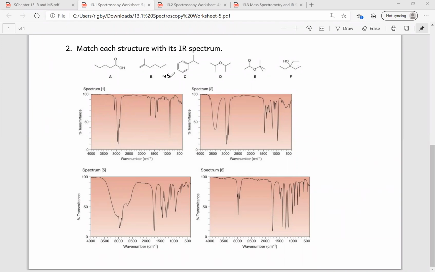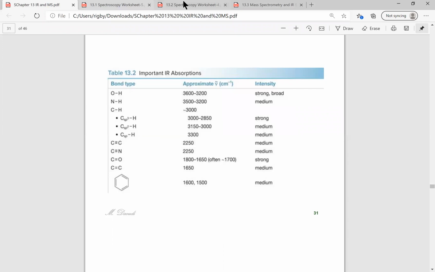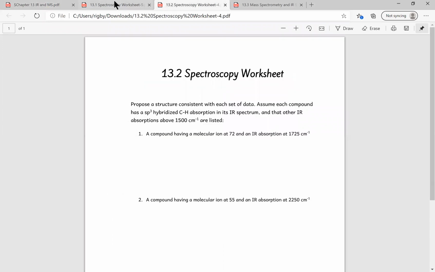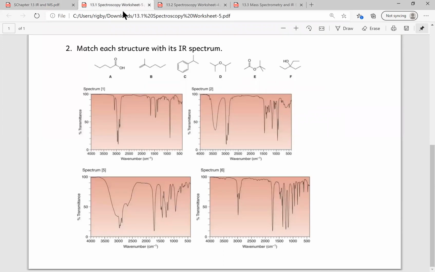While yes, this could be B, I'm more inclined to say it's C because of these signals right here. But honestly, it could be either one. Now, did we look at the peak at 3000 or 1600 to tell if it has an aromatic ring? We'd look at the peak at 1600.